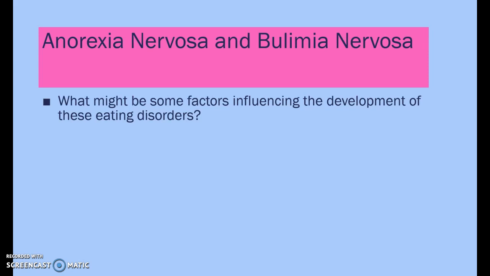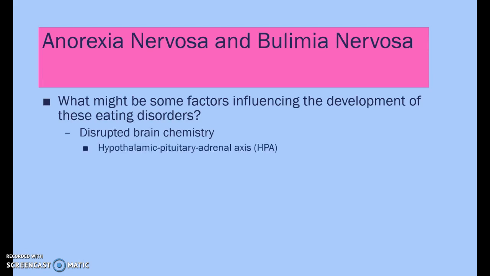When we think about some factors that might be related to the development of these disorders, disrupted brain chemistry is something that we see with both anorexia and bulimia. The hypothalamic pituitary adrenal axis, or the HPA axis, is something we're going to talk about when we talk about stress. This part of the brain is involved with our brain's response to stress. So we do see some abnormalities with the HPA axis. We see some abnormal levels of endorphins and norepinephrine.